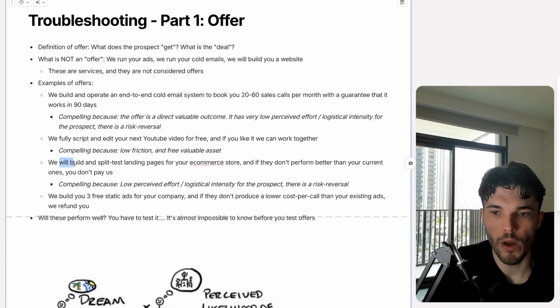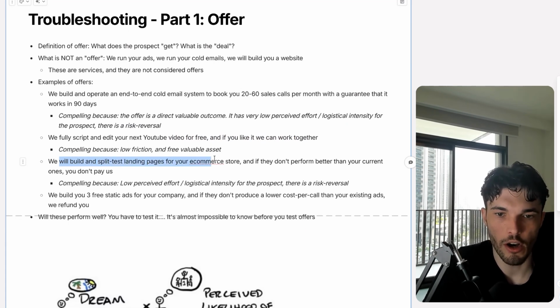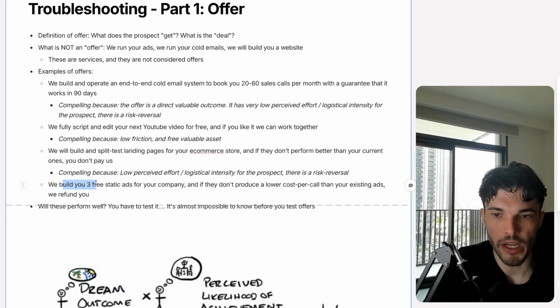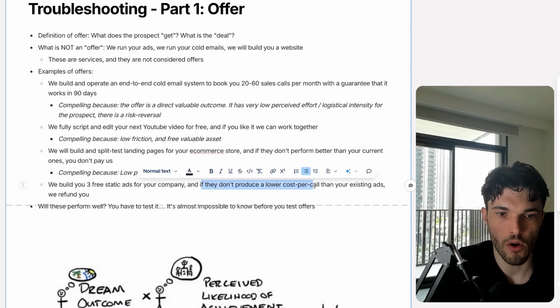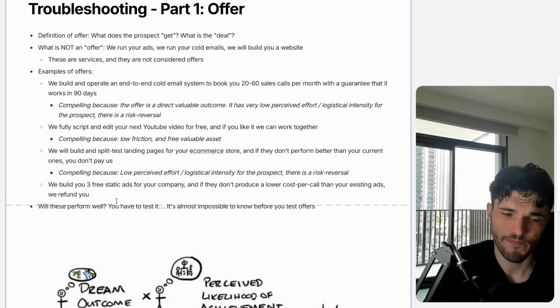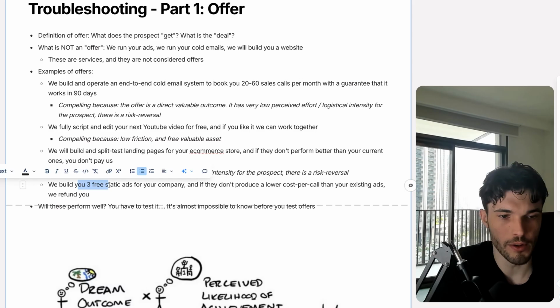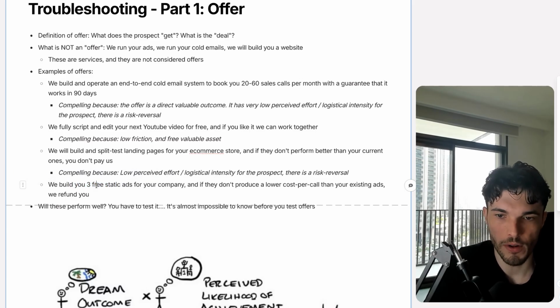Another one could be: we will build and split test landing pages for your e-commerce store, and if they don't perform better than your current ones, you don't pay. Again, this is low perceived effort and logistical intensity for the prospect, and there is a risk reversal tied to the offer. Another one could be: we build you 3 free static ads for your company, and if they don't produce a lower cost per call than your existing ads, we refund you. Again, same kind of concept. This is no risk, low perceived effort, a no-brainer. I would probably say yes to this if somebody reached out to me with that.